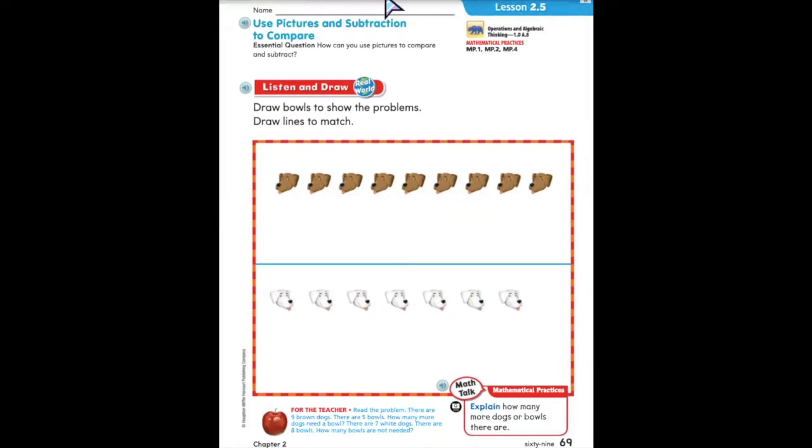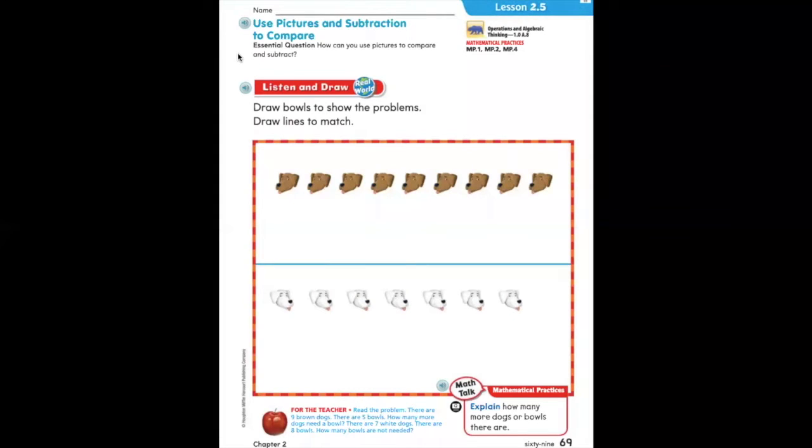At the top of page 69 it says, use pictures and subtraction to compare. Listen and draw. Draw bowls to show the problems. Draw lines to match. Our first problem says this: there are 9 brown dogs. There are 5 bowls. How many more dogs need a bowl?